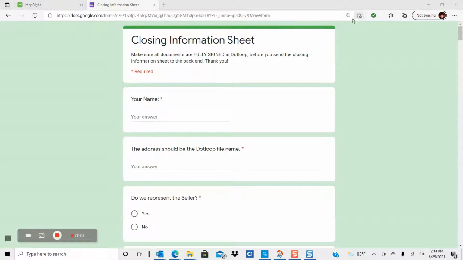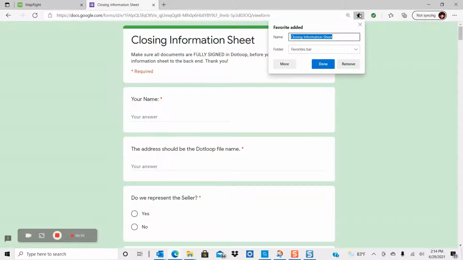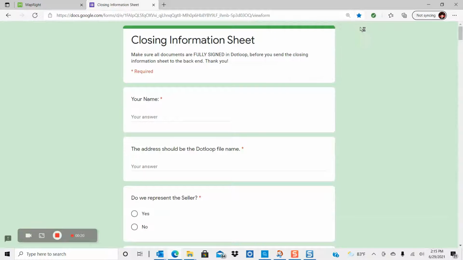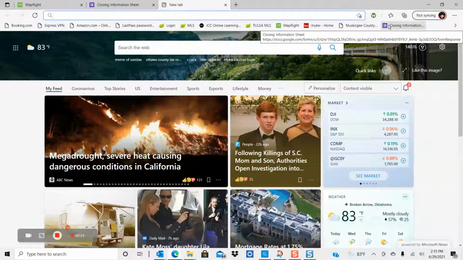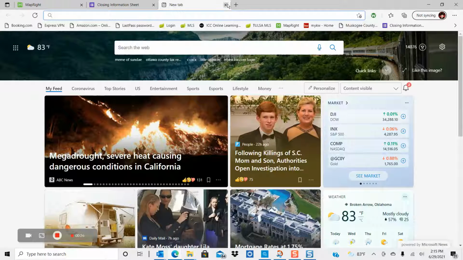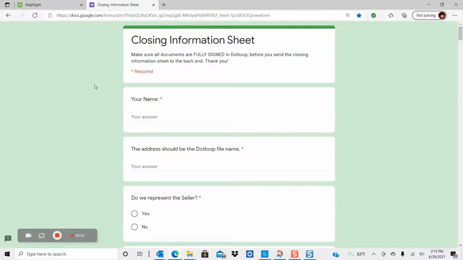First thing we're going to do is save the closing information sheet to our favorites. I've already got mine saved to favorites, but if you click this little star right here and you click done, it will add it to your favorites. And then it will be at the top of your screen up here when you go to open a new tab. It just makes it super easy access.